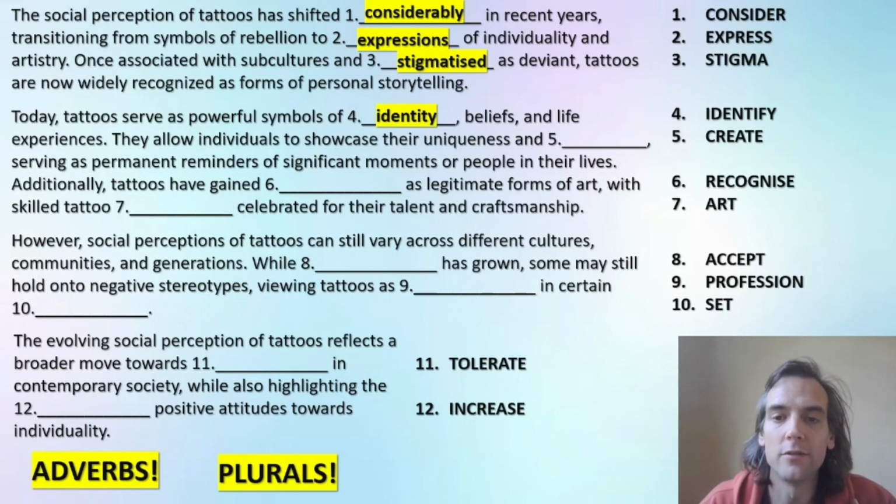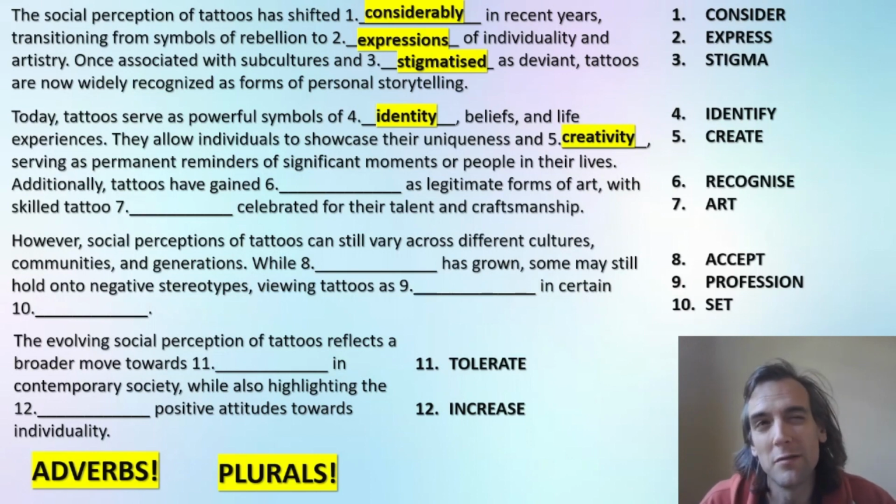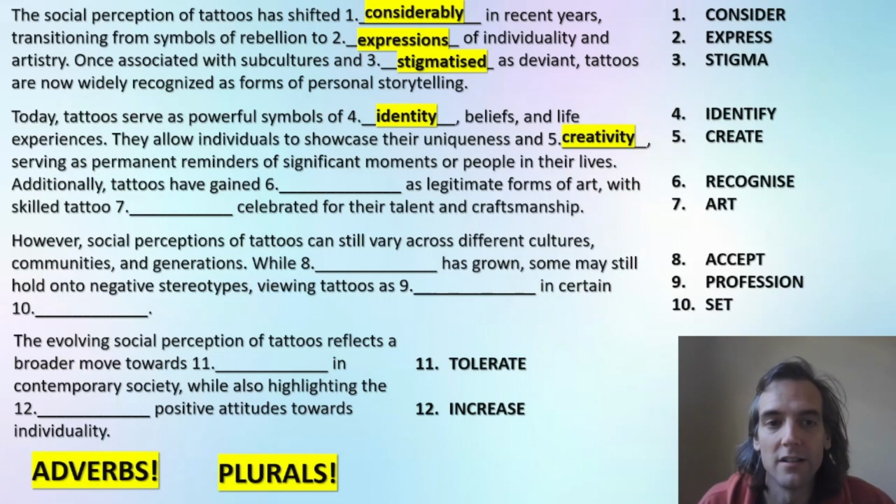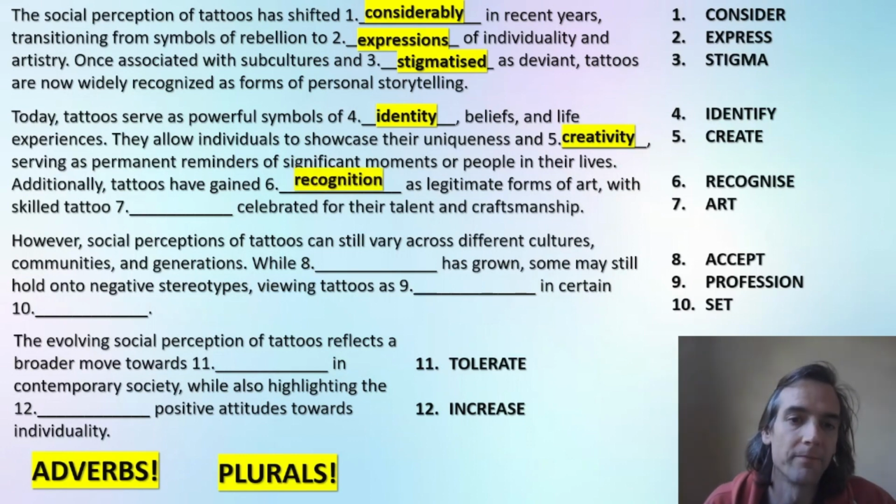Number 5, another typical C1 word, create, creation, creator, creativity, or even creative. Well, that's probably a bit easy. But creativity, the noun from the verb create. Tattoos have gained, this one's a little bit irregular, that's why I included it, because you're going to get irregular words on the C1 exam. From recognize, you gain recognition. Lots of recognition for all the work you've done, or recognition as legitimate forms of art.